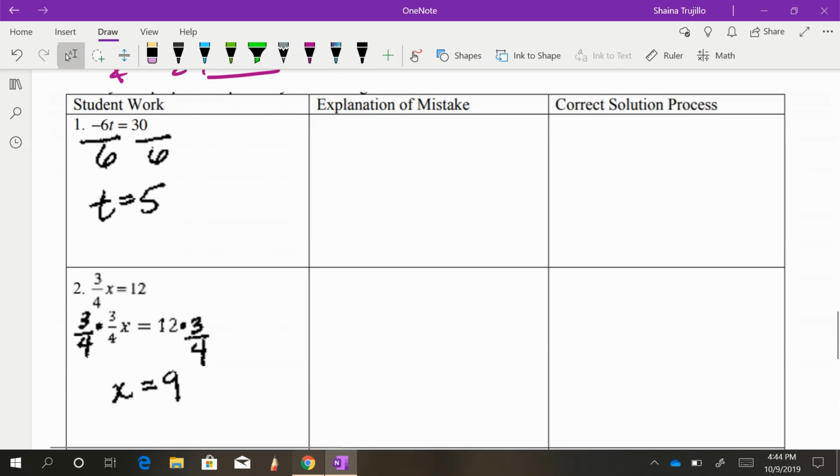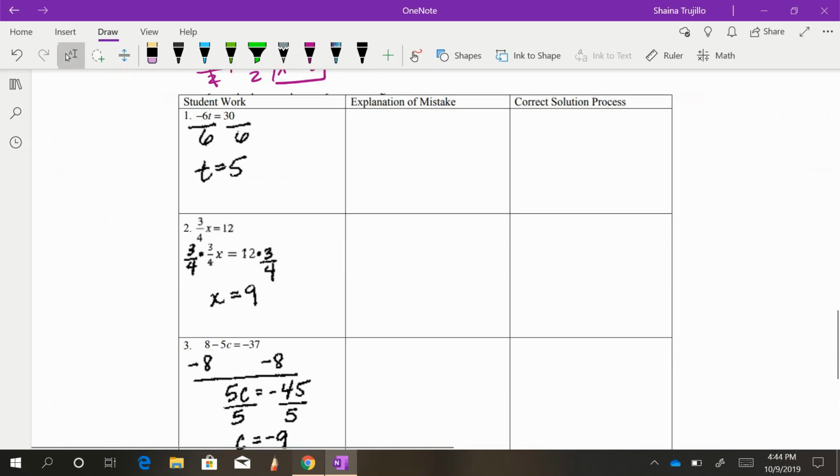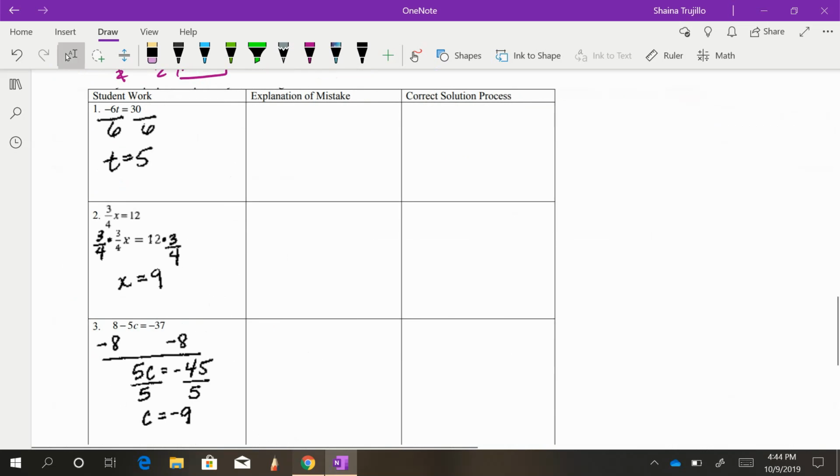Okay, this next part is part of the in-class activity that we did today. Okay, it will be new next time. All you have to do is, it has some student work over here and they made a mistake. So all you have to do is explain the mistake that they made and do the correct process. Okay, so let's walk through this together.